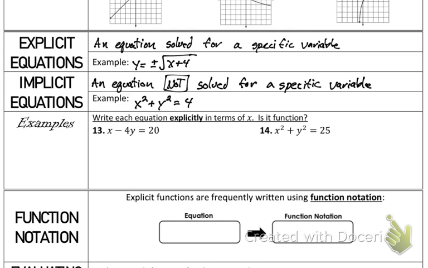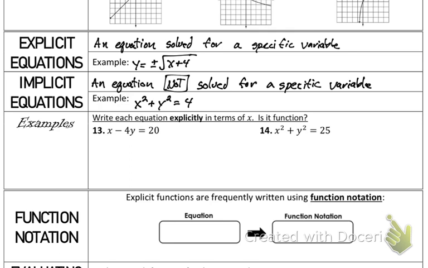All right, next one says write each equation explicitly in terms of x. Now, I only put these on there for you to understand the terminology here. Doesn't that almost look like it says solve for x? That's not what it means. When I say write an equation explicitly in terms of x, that actually means solve for the other variable, because x is the thing that's our input. This is telling you to write an equation where x is your input. So that means we need to solve for y.